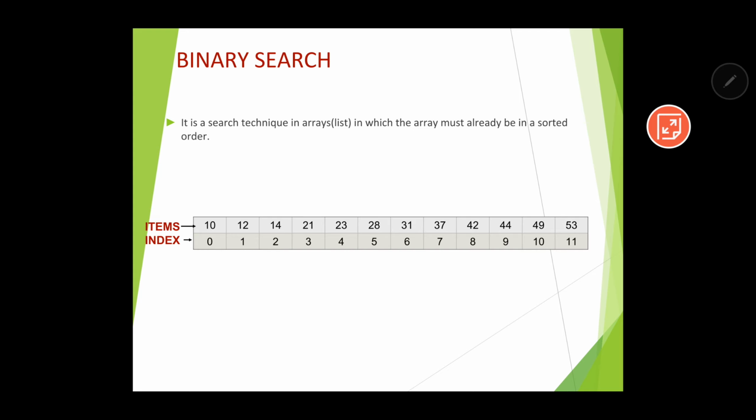So here binary search can be applied. Why? Because it is already in sorted order. But let's consider another list. This is also a list which has index from 0 to n minus 1. But is it in sorted order? Let us check. It has 18, then 45, that is fine, then 40. That means it is not in sorted order. As it is not in sorted order, we cannot apply binary search here. So remember, the condition for binary search is that the list where we are going to apply it should be in sorted order.